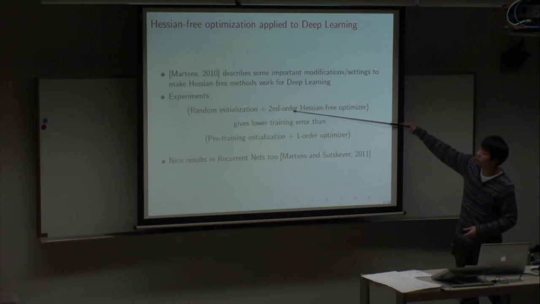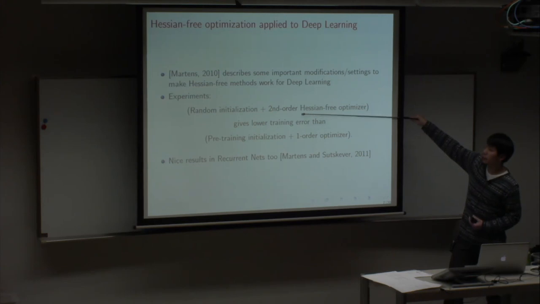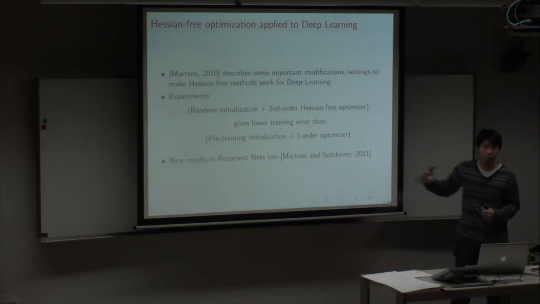So this is kind of an interesting result. Earlier we said it's important to do pre-training to make sure that you get good results. But the new results coming out are saying that if you have a better optimization method, maybe you can get away with random initialization.